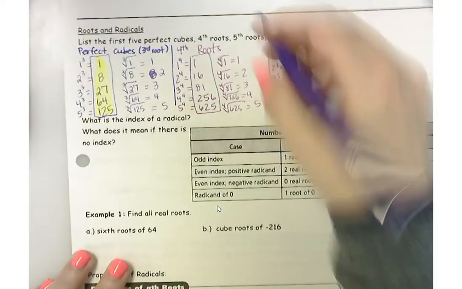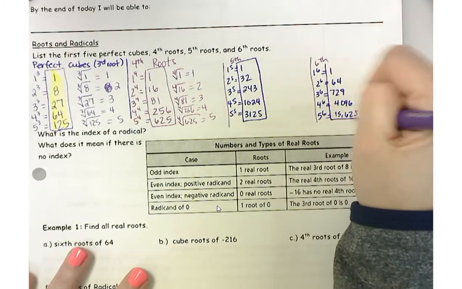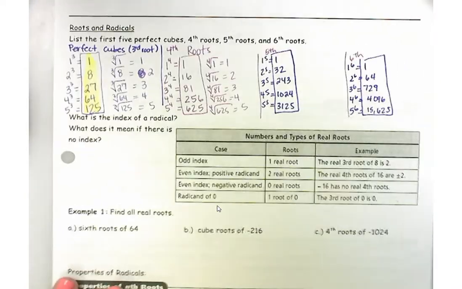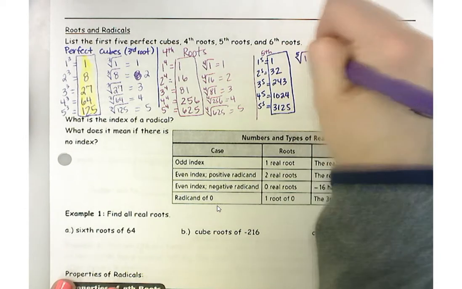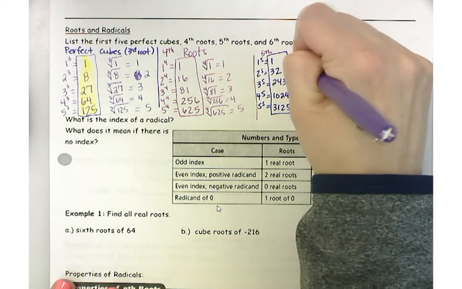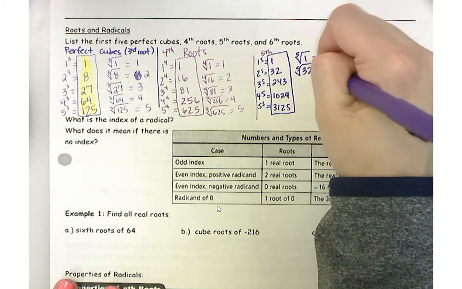Okay, so like I said earlier, you are going to have some of these that you can do with a calculator. Other ones you won't be able to use a calculator, so we're going to talk about some of those strategies that you can use when you have to do a radical without a calculator.